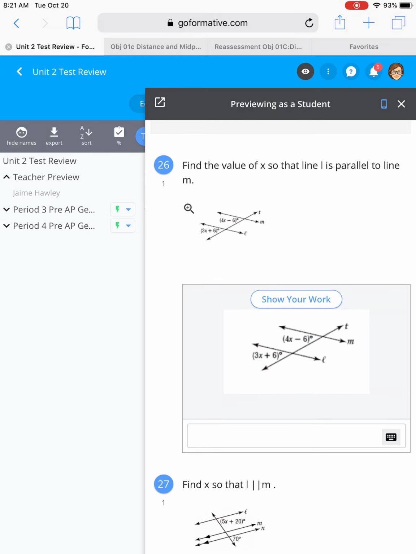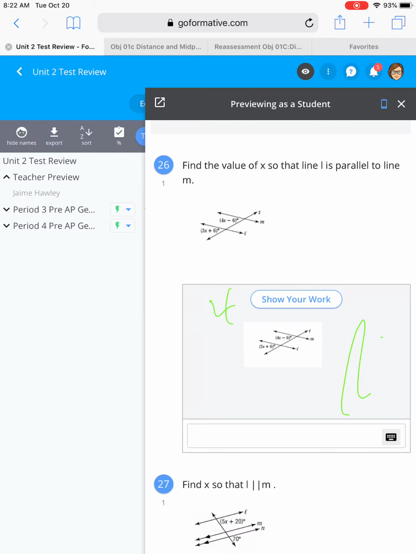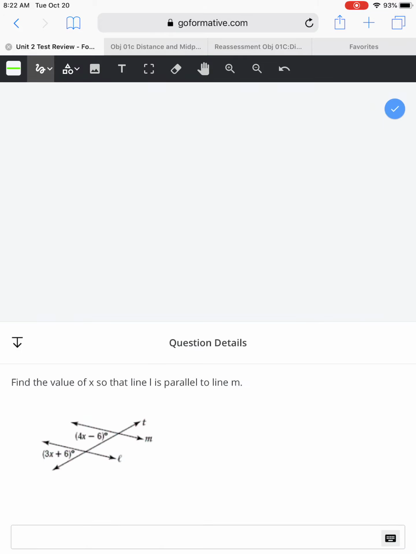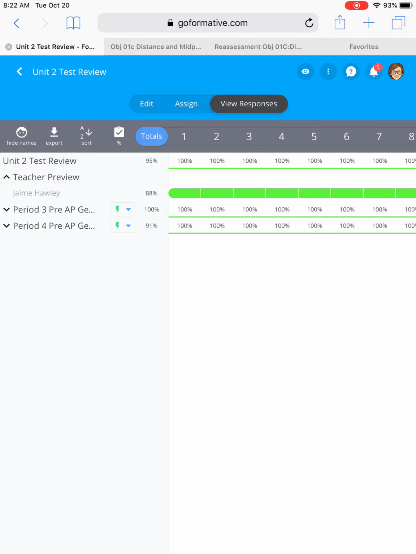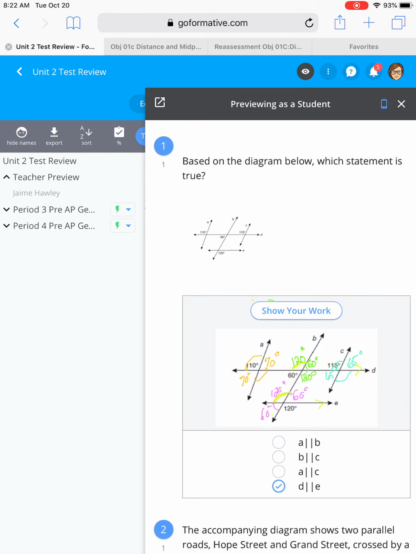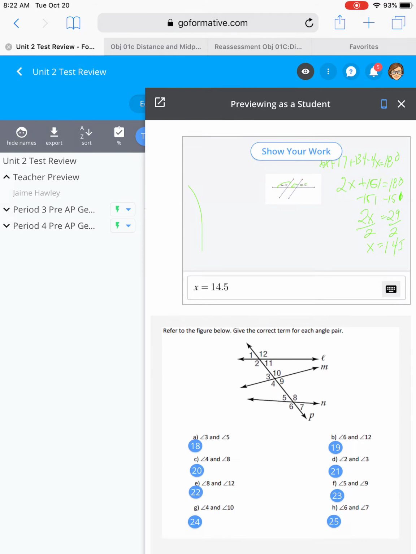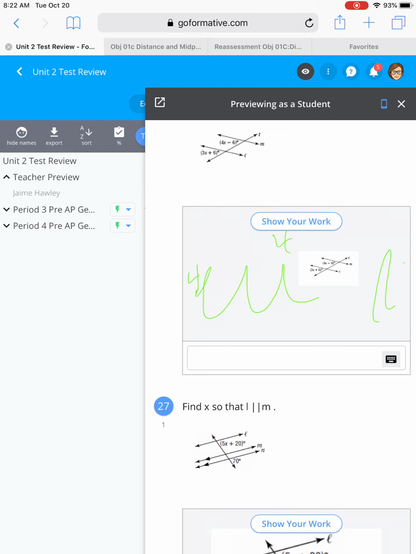Number 26, find the value of x so L is parallel to line M. If they were parallel, then... I feel like, okay, it is there. It just doesn't appear on my, okay. So you guys have the idea. All right, I have to refresh because my pen stopped working. Sorry about this, guys. Okay, so we're down to, oh, there we go.